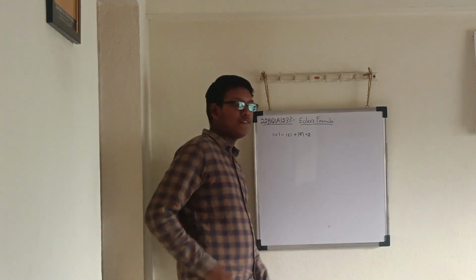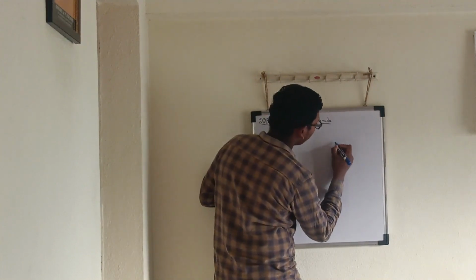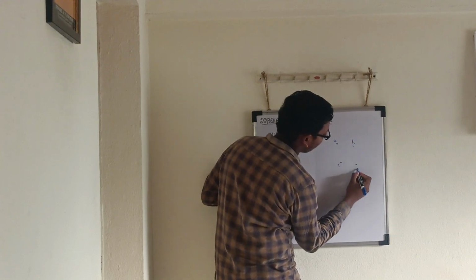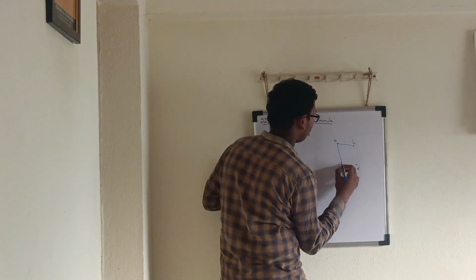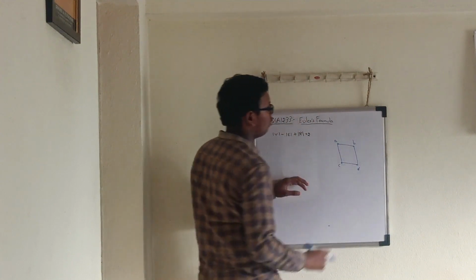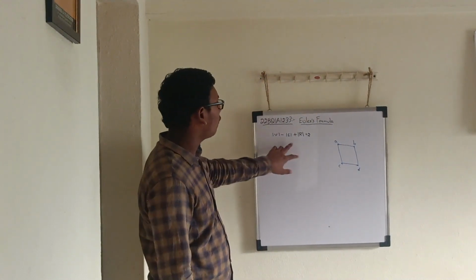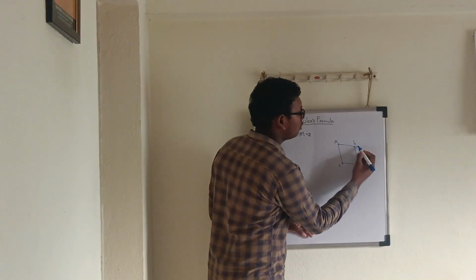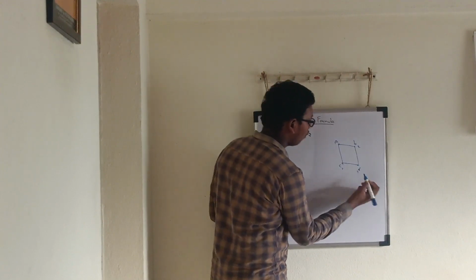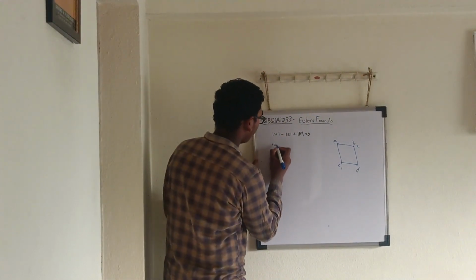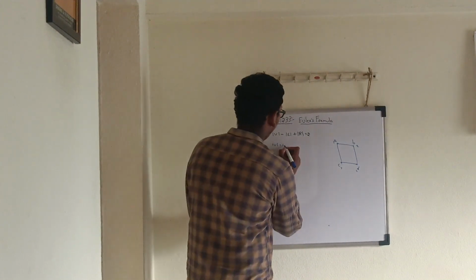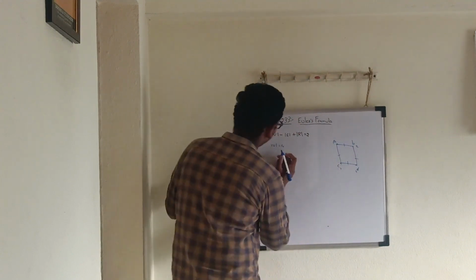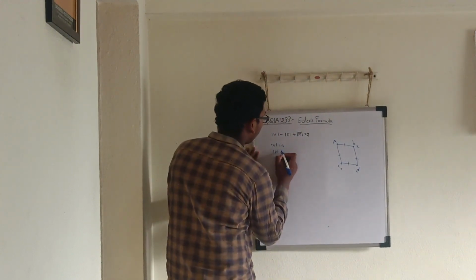So let us take a graph here of 4 vertices: A, B, C and D. So this is the graph that I am taking to verify this formula. So let us count the vertices. First, second, third, fourth. So the number of vertices equals 4. Now the number of edges: 1, 2, 3, 4. So the number of edges is also equal to 4.